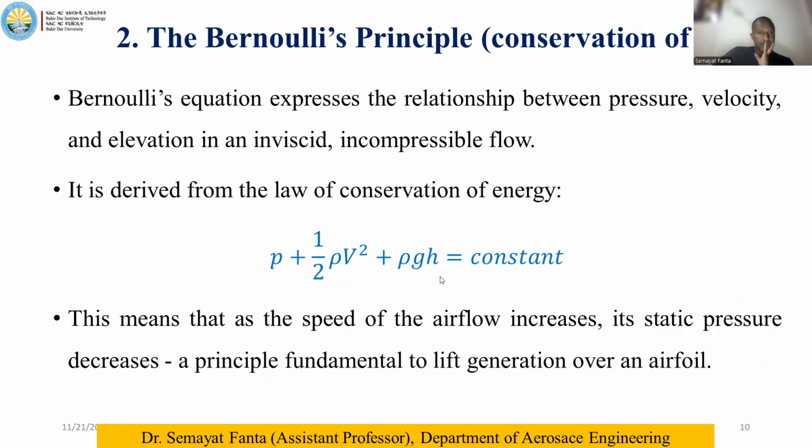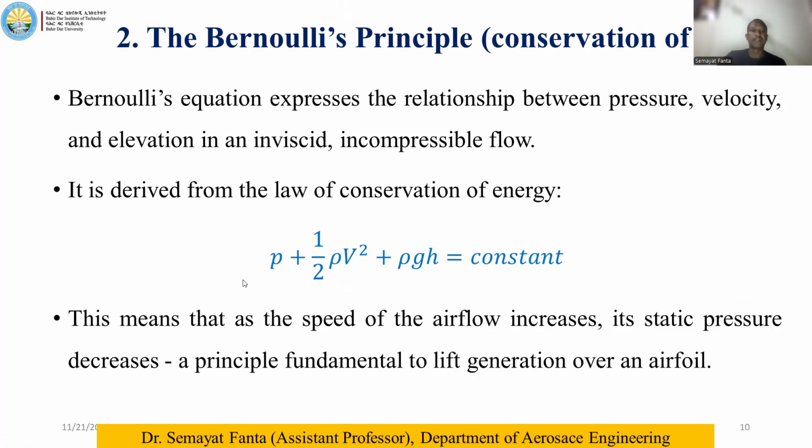The second principle is Bernoulli's principle, which expresses the relation between the pressure, velocity, and the height or elevation in an inviscid incompressible flow. It is derived from the law of conservation of energy. That is, the pressure energy plus kinetic energy plus the potential energy is considered constant. So P plus half rho V square, where half rho V square is dynamic pressure, and rho g h is the potential pressure, is considered constant.